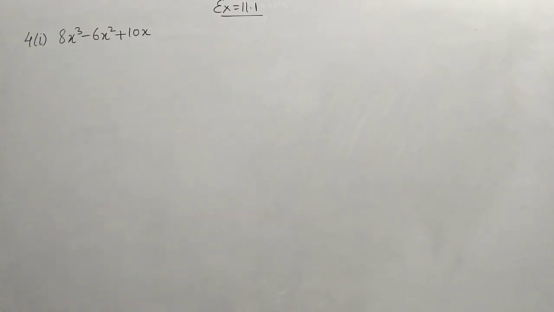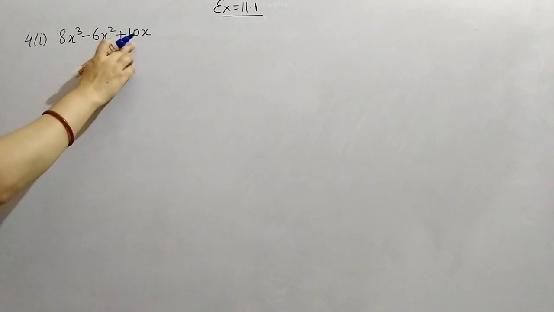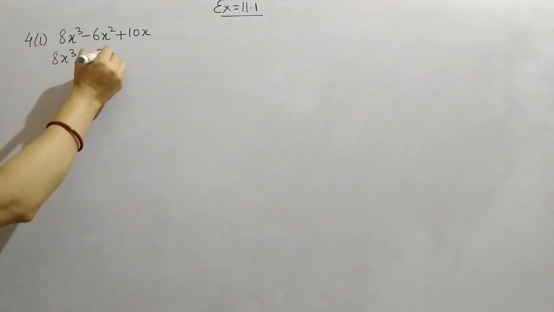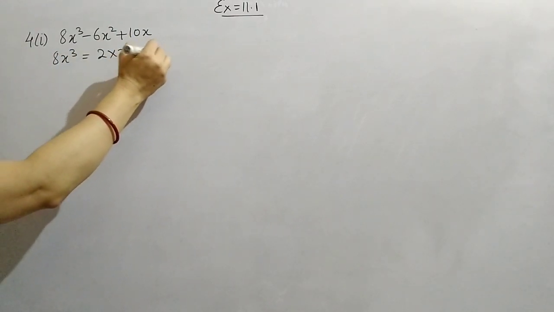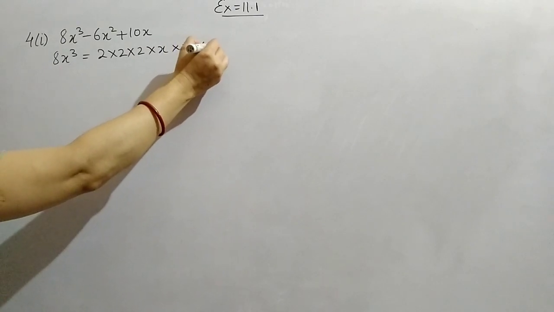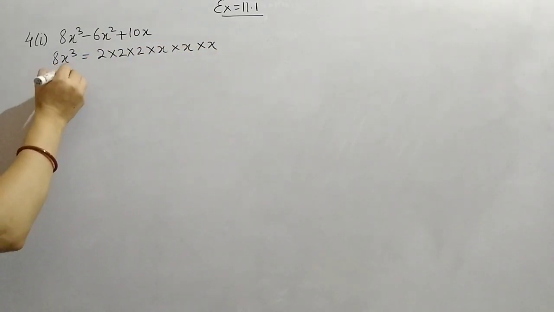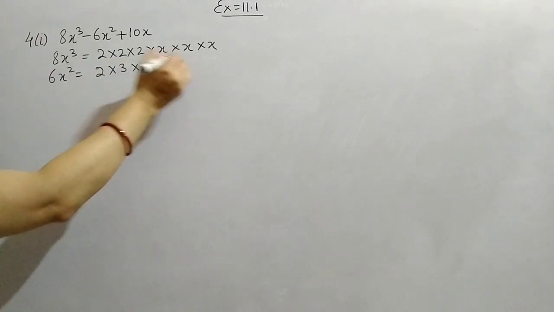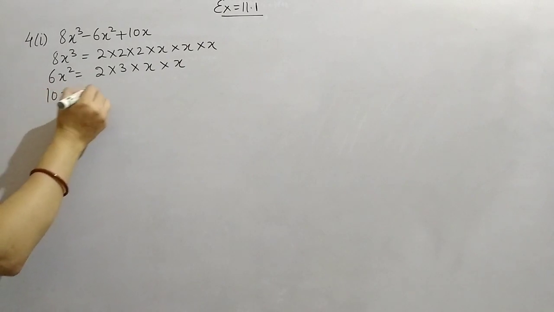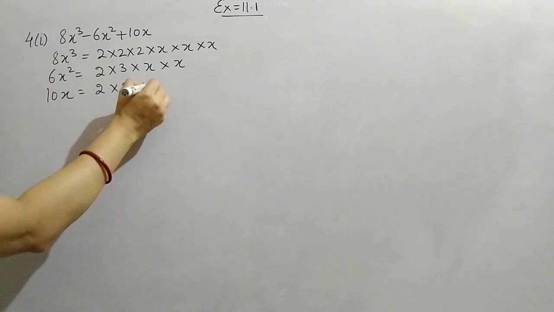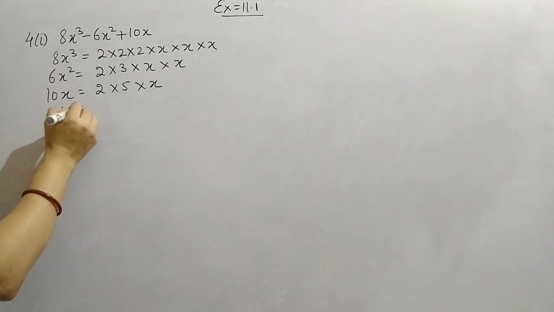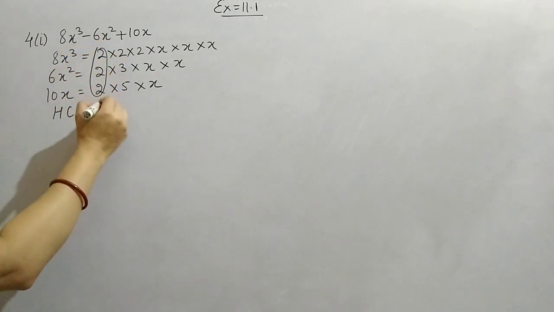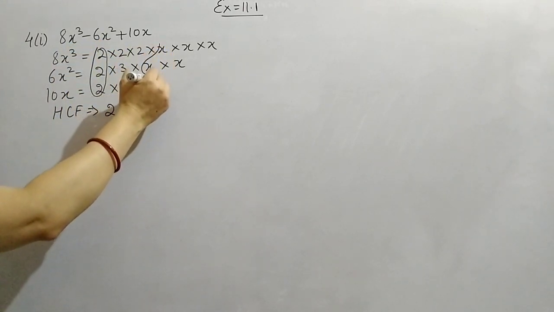Next, question number 4, the first part: 8x cube minus 6x square plus 10x. So first we have 8x cube, which we can write 2 into 2 into 2 into x into x into x. And next we have 6x square, which we can write 2 into 3 into x into x. And third term we have 10x, which we can write 2 into 5 into x. Next step, we will take the HCF of these three terms. So we have 2 common and x common.